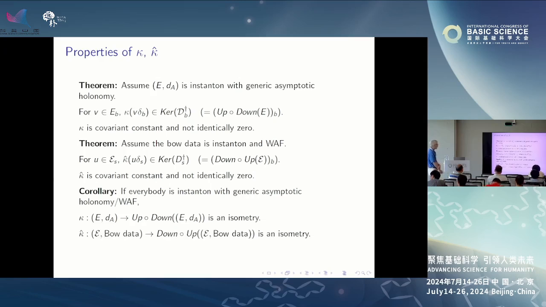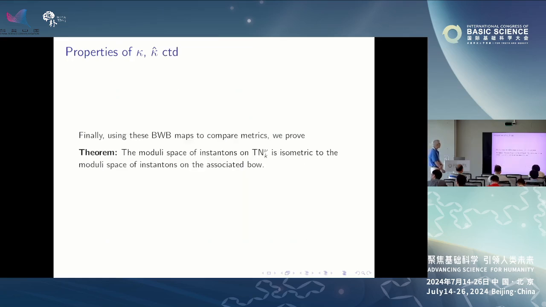And similarly, if you started with a bow, kappa hat gives you a connection-preserving isometry between E with your original bow data and the Nahm squared of that. Finally, we can use these Nahm maps to compare metrics, and we prove that the moduli space of instantons on multicentered Taub-NUT is isometric to the moduli space of instantons on the associated bow.